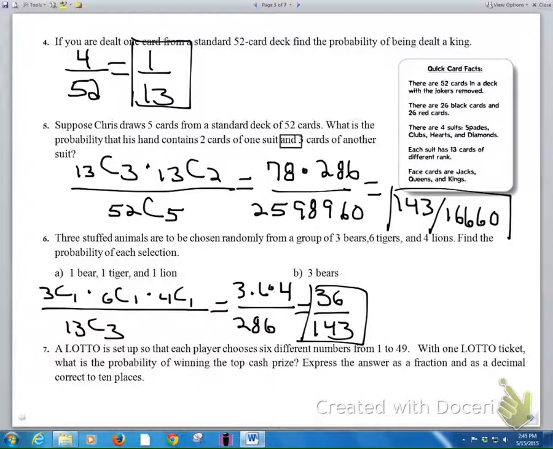So when you just want all 3 to be bears, that would be 3C3 for 3 bears, and you want all 3 of them, over 13C3.